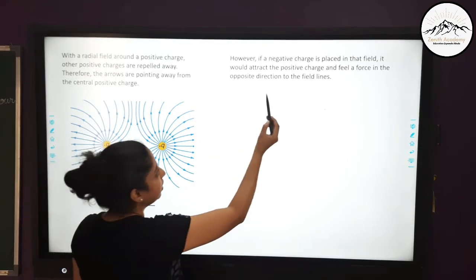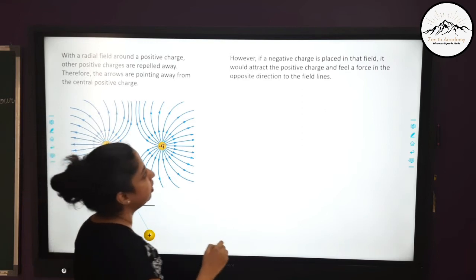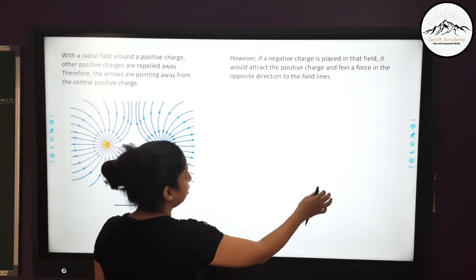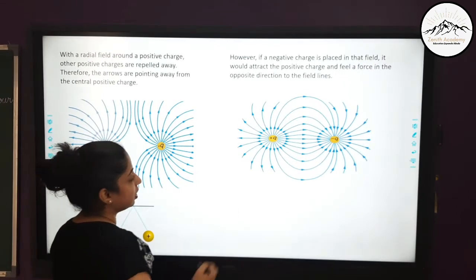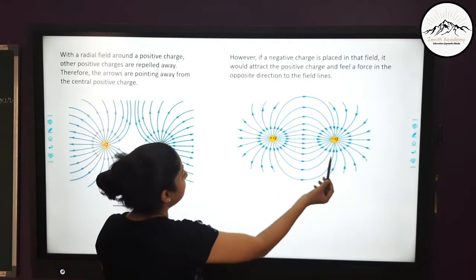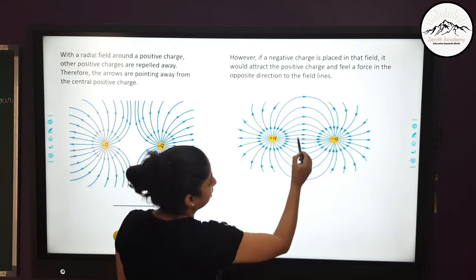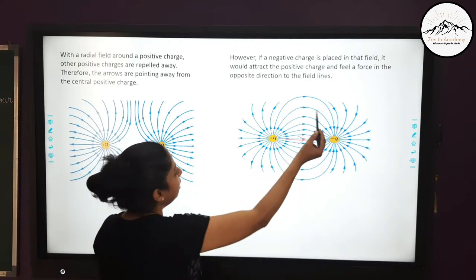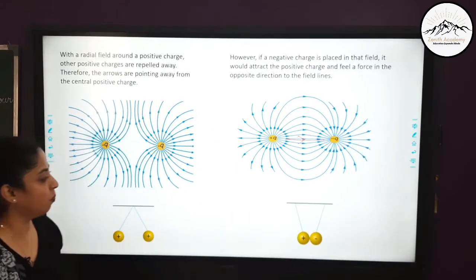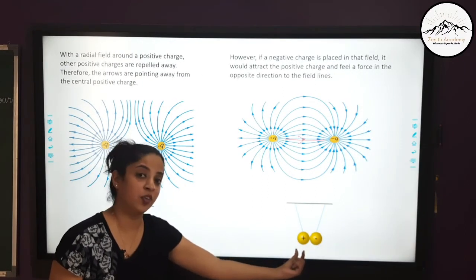However, if a negative charge is placed in a positive field, it would attract the positive charge and feel a force in the opposite direction to the field lines. Here you can see this is the positive charge and I have kept a negative charge here. You can see that it is attracting the positive charges. You can see the attraction here, and it feels a force in the opposite direction to the field line. That is why we know that when we bring a negative charge close to a positive charge, it will attract.